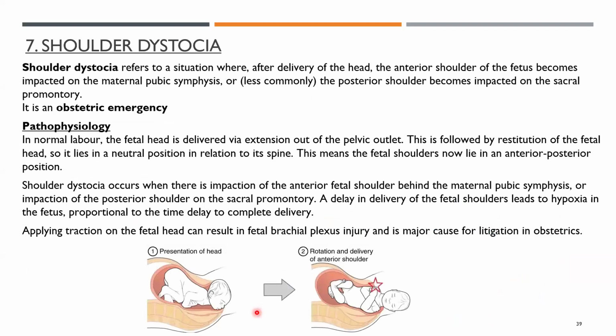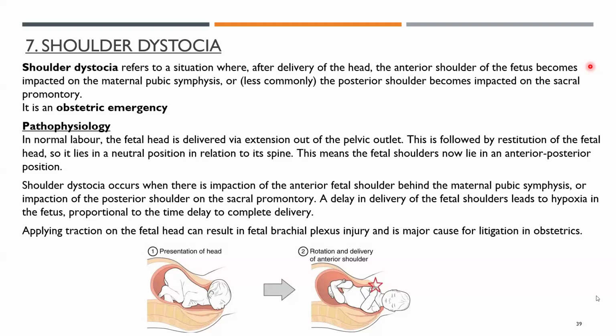Moving on to the next one, which is shoulder dystocia. Shoulder dystocia refers to the situation where after delivery of the head, the anterior shoulder of the fetus becomes impacted into the maternal pubic symphysis, or the posterior shoulder becomes impacted at the sacral promontory. This is an obstetric emergency. Think of it like this: imagine two people trying to get through a small door and both of you are now stuck. What has to happen? One person needs to step back and give way for the other one to pass through, because both are not able to pass through at the same time. That's basically this. You have both your shoulders, but both of them are not able to pass through, and they're impacted over there at the canal.